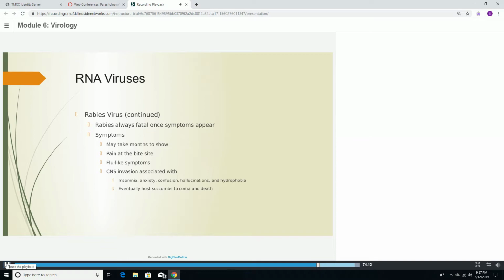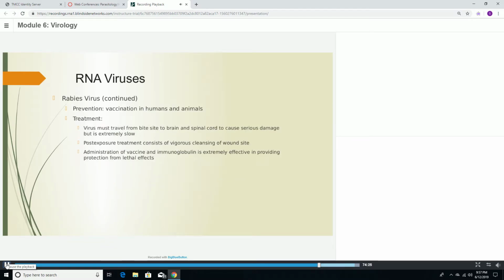and death. So usually we have a rabies vaccine that we take, or if somebody has recently been bitten by some kind of an animal that may be contaminated with rabies, we're going to want to vaccinate that patient right away to make sure that we can try to prevent that death essentially. Treatment: the virus must travel from the bite site to the brain and spinal cord to cause serious damage, but it's extremely slow. So post-exposure treatment consists of vigorous cleansing of the wound site. Administration of the vaccine and immunoglobulin is extremely effective in providing protection from lethal effects.